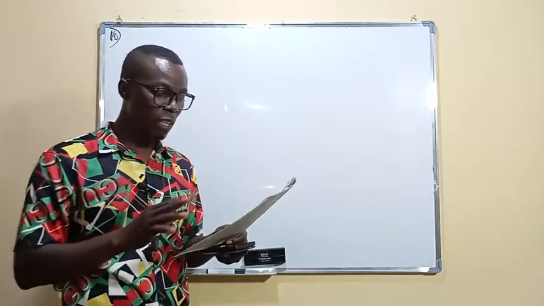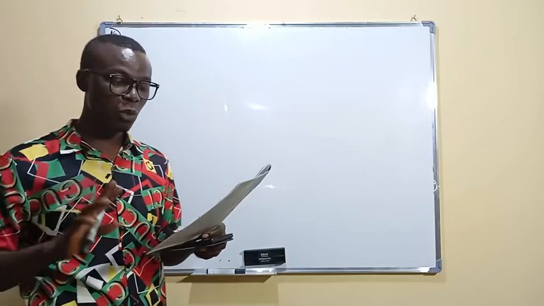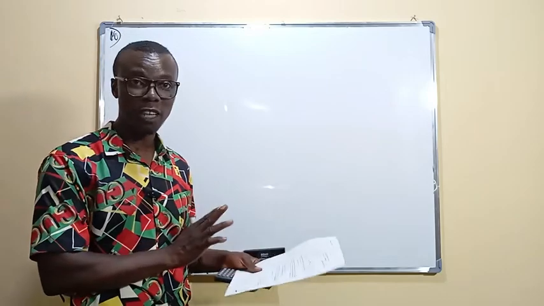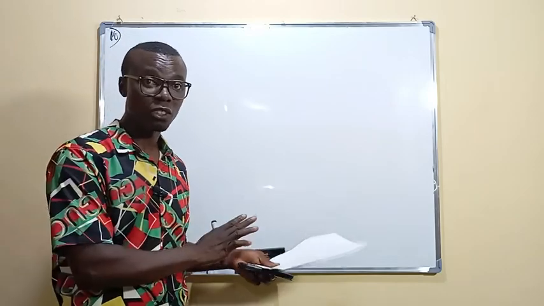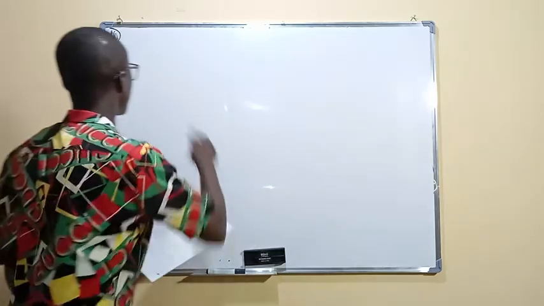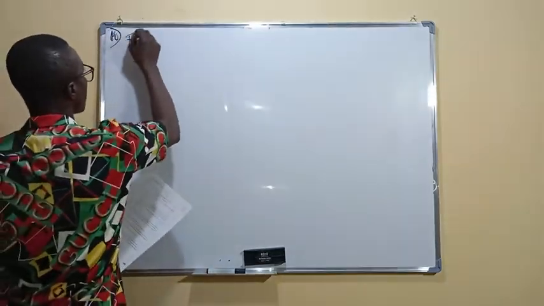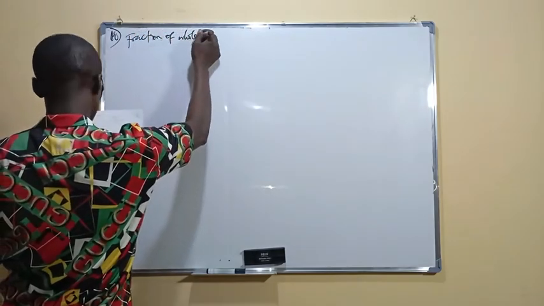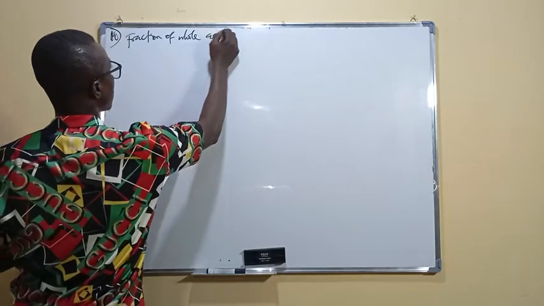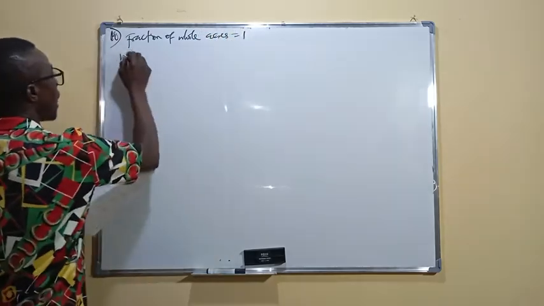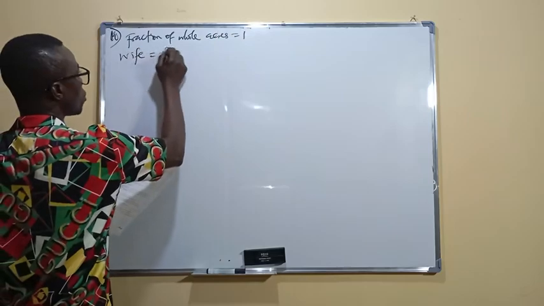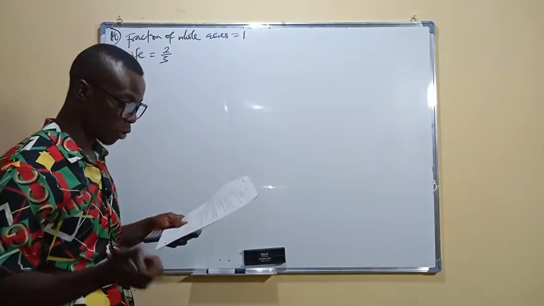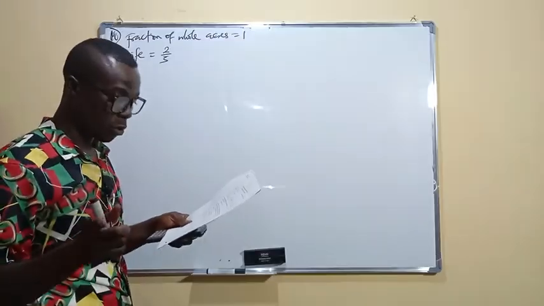So in a man's will, he gave 2/5 of the total acres of his cocoa farm to the wife. Now 2/5, that's the fraction. So if he gave a fraction, then what is the fraction of the whole? I'm going to say fraction of whole, acres, that will be 1. And then the question says he gave 2/5 of the total acres of his cocoa farm to the wife.